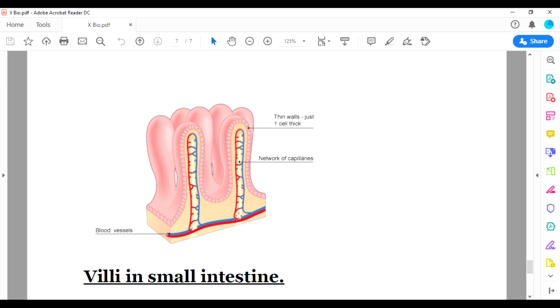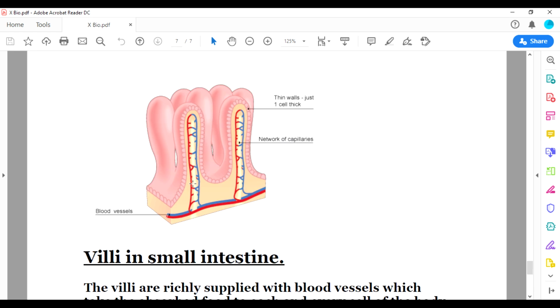And villi are rich in blood because blood vessels are present in each villus. There is a network of blood vessels. These capillaries are one cell thick, as well as the membrane of villi is only one cell thick. So digested food is easily absorbed by blood capillaries through diffusion.